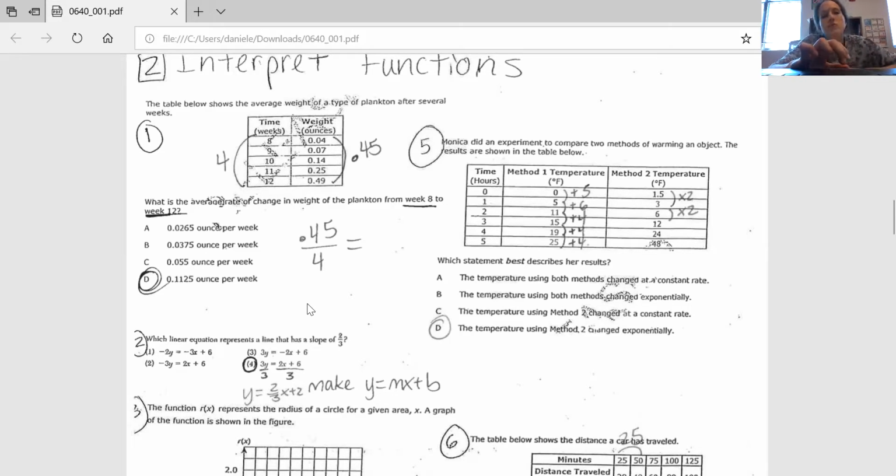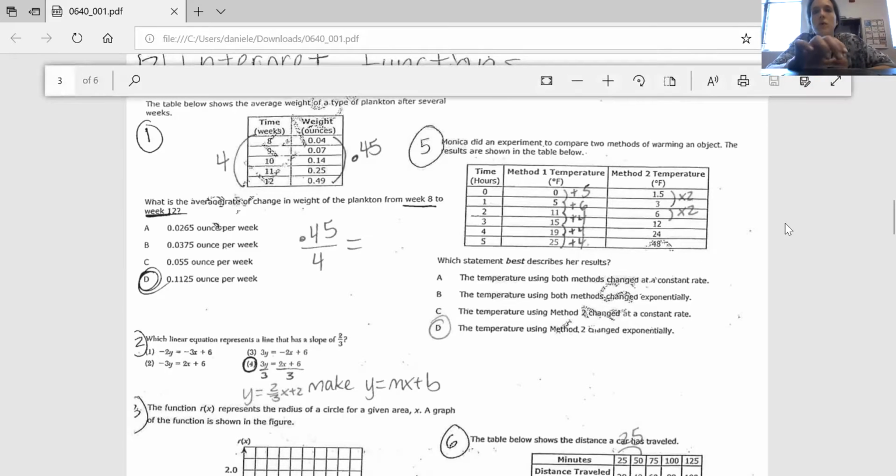Number 2, which of those equations has a slope of 2/3? To do that, I'm going to have to make it y equals mx plus b. So if I change this option 4 and divide by 3, I get 2/3 x plus 6. So I see the 2/3 is my slope.